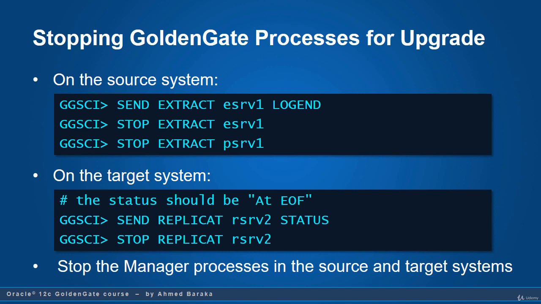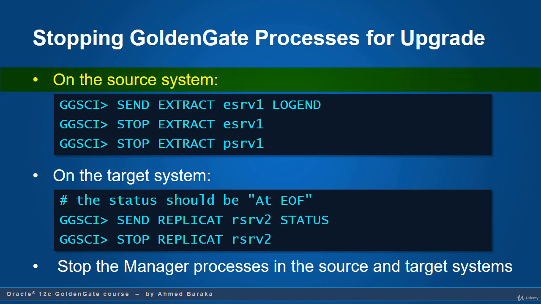The slide is demonstrating examples of the proper way of stopping the GoldenGate configuration processes for upgrade purposes. The target of this procedure is to make sure that all the pending data is processed and replicated before stopping the processes.